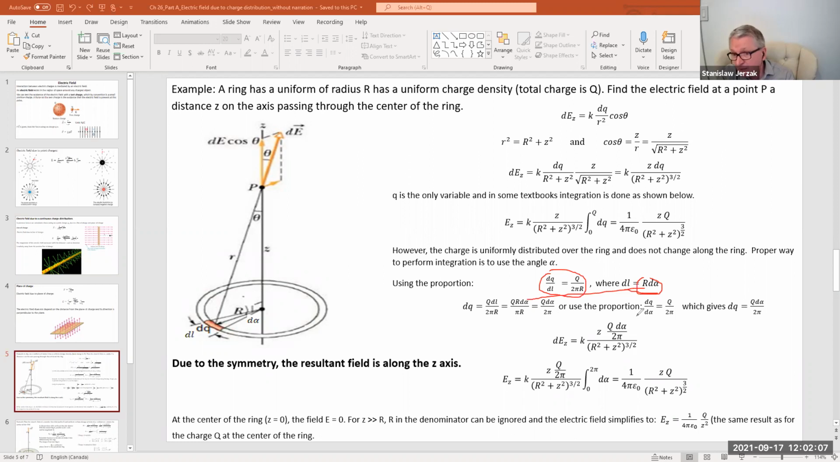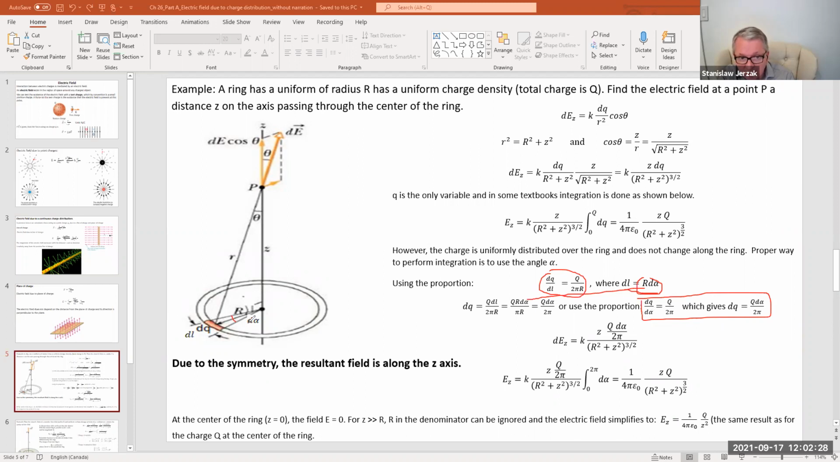Now, some of you might use this proportion right away, which is correct, because the charge is uniformly distributed on the ring, so the proportion of dq to d alpha, where d alpha is this tiny angle subtended by that dq.